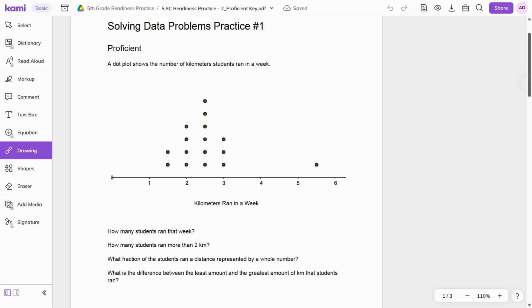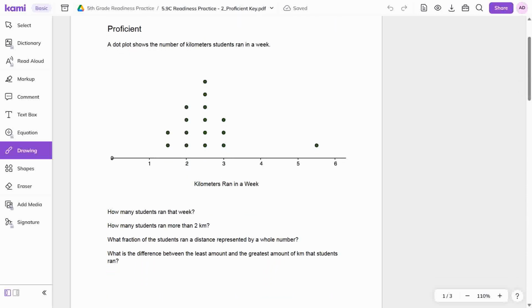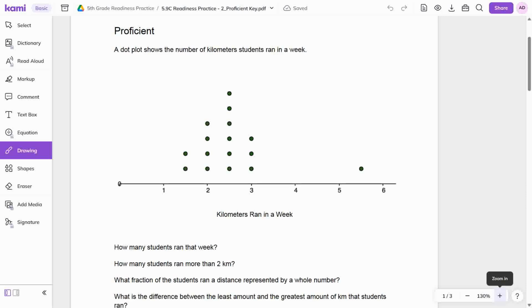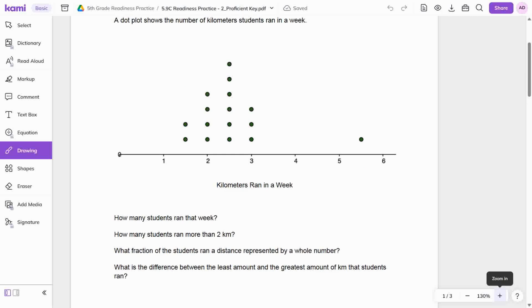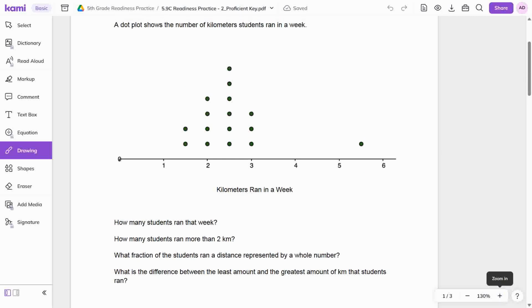So we have a dot plot here showing the number of kilometers students ran in a week. And our first question is, how many students ran this week? Well, what we're going to do is just count how many dots we have. Each dot represents a student running. So that's one of the easiest questions we can get here.